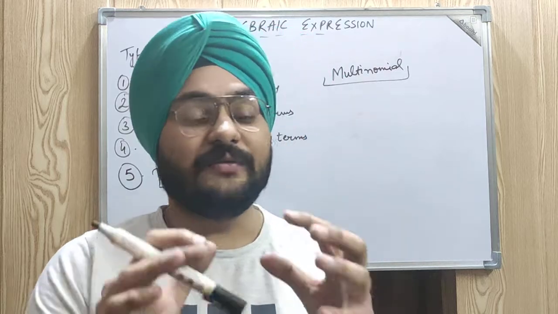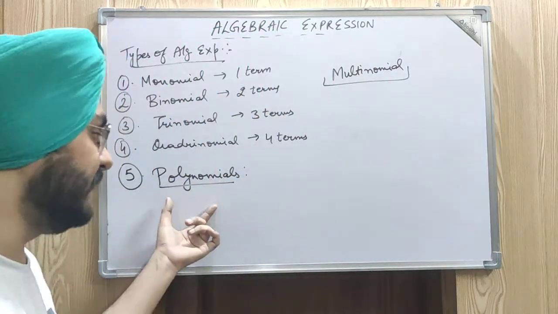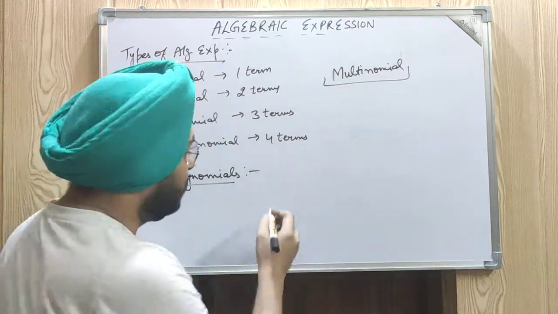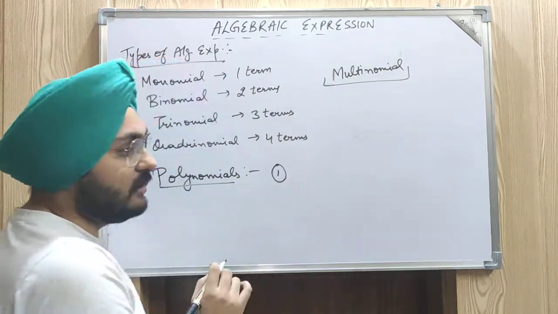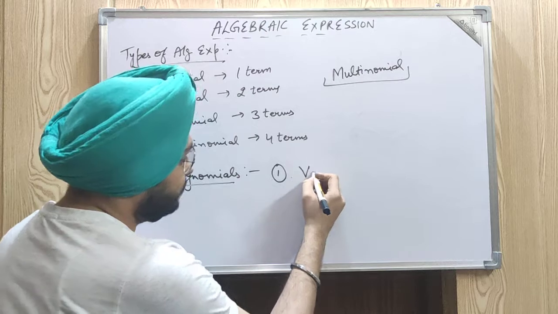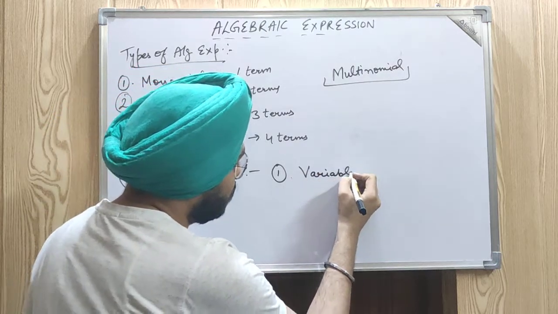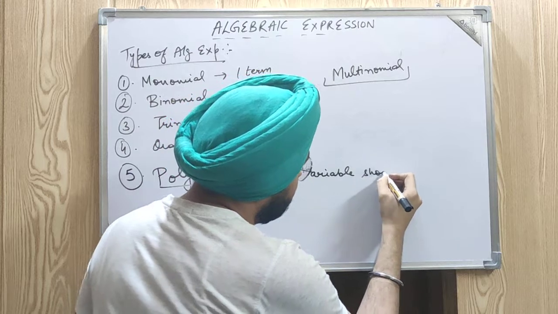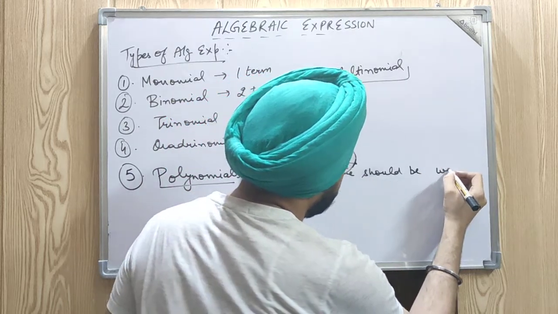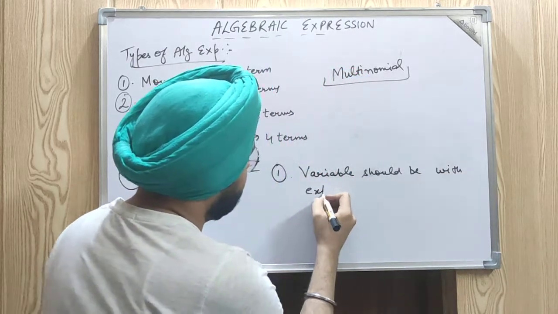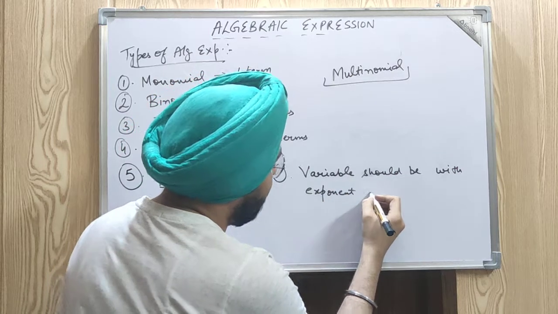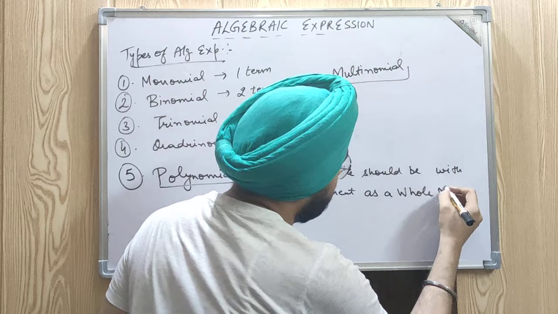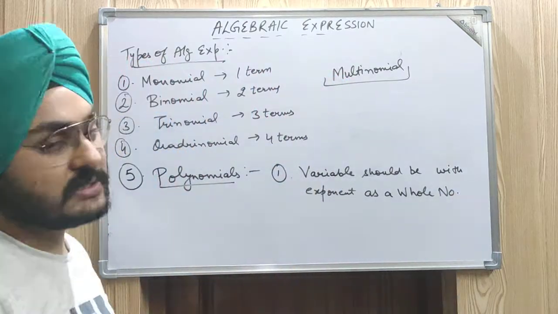Again, the polynomial. The thing you have to keep in mind is that it's basically an algebraic expression only. But the first thing here is that the variable should have an exponent that is a whole number. This is the basic difference here.